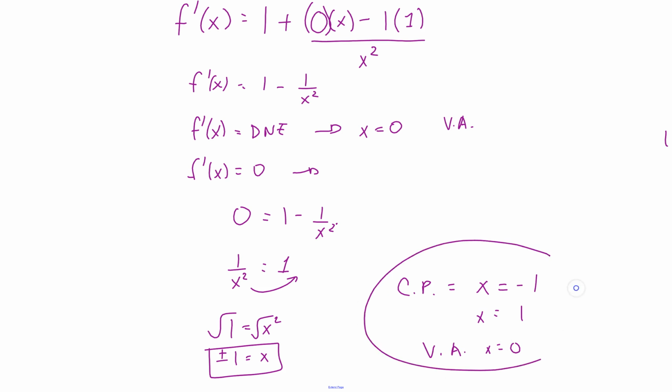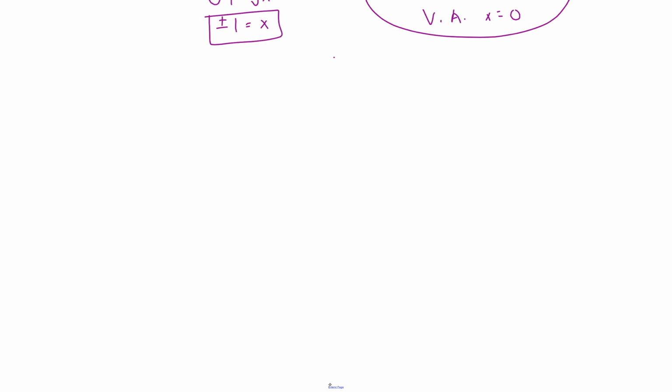So what that means is we have to create a table with these three numbers and check to see the nature of our derivative for those three numbers. So let us make a table. So we know we'll have x smaller than minus 1, x equal to minus 1, x is between minus 1 and 0, x equal to 0, x between 0 and 1, and x greater than 1.